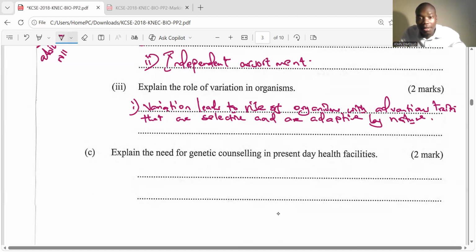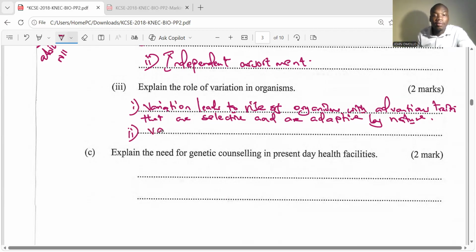So there are those organisms that are naturally selective. They select the environment and then they adapt to that particular environment. And then all of a sudden, they give rise to those traits that are of advantage. Are you getting that? There is propagation of new offsprings or propagation of young ones with advantageous trait. Are you getting that? So that is what variation can cause. It can lead to rise of organisms with advantageous traits that are selective and are adapted by nature. Are you getting that?